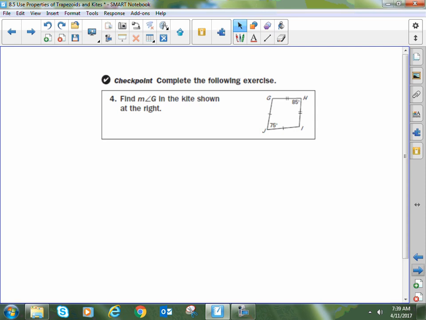Alright, so find the measurement of angle G. This is literally just a regurgitation of the last problem. Angle G and angle I have to be the same because they're the non-vertex angles of the kite. So out of the four angles, we have a sum of 360 degrees. Substitute angle G for angle I into the problem, and solving for angle G in this case gives me 100 degrees.